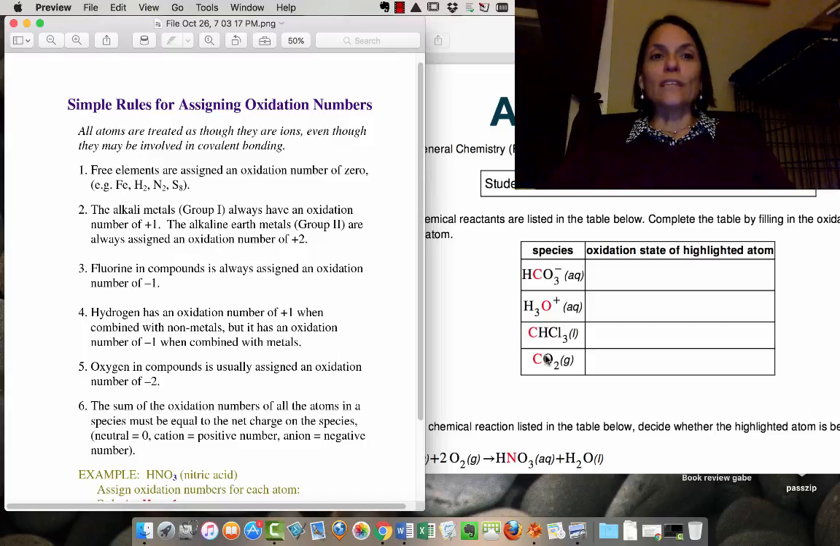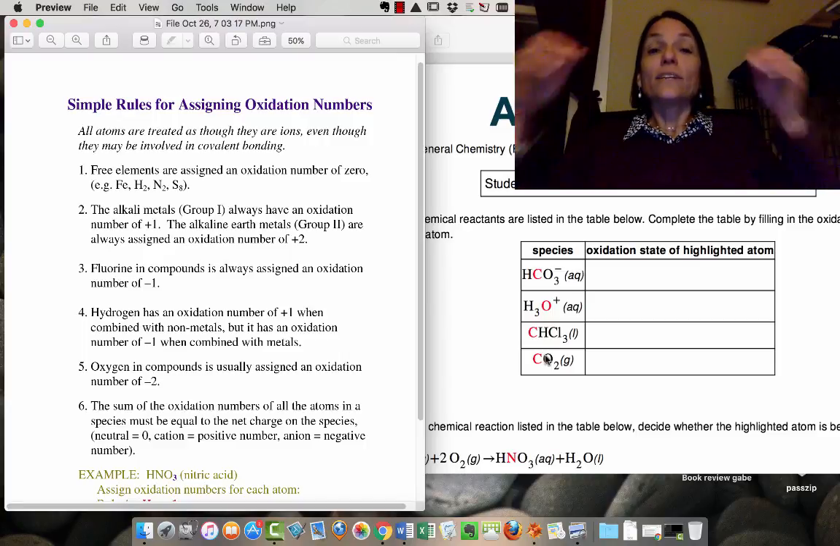First of all, free elements are always assigned an oxidation state of 0. So something that's in its elemental state. And that means for diatomic elements like hydrogen, which is H2, or oxygen, O2, they would have an oxidation state of 0. Alkali metals are always an oxidation state of +1, and alkaline earth metals are +2, which is the same as the common charge for those two groups. Fluorine has an oxidation state of -1, always.